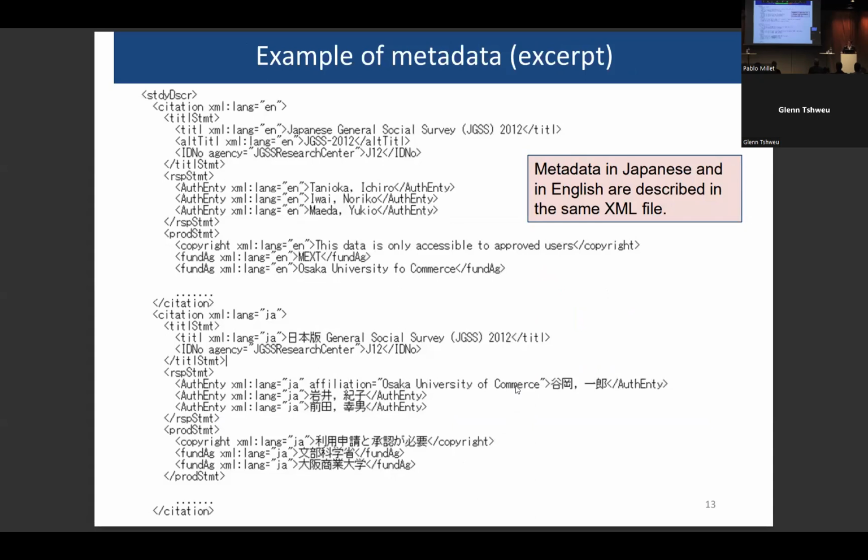And this is an actual example of an XML file for a particular record. I am not sure whether it is of interest to anyone in this room, but the metadata in Japanese and English are described in the same single XML file. So rather than having 2 XML files, one for English and one for Japanese, we decided to have a single file to make management easier for control purposes.